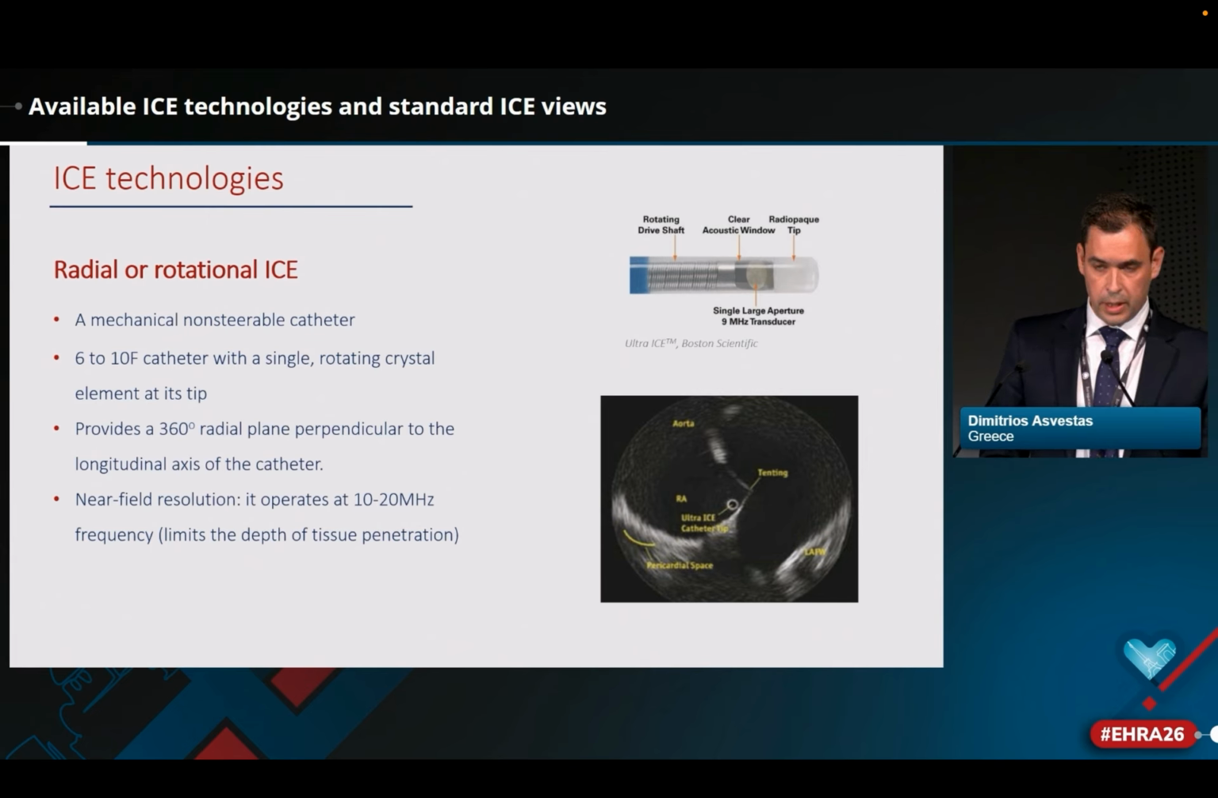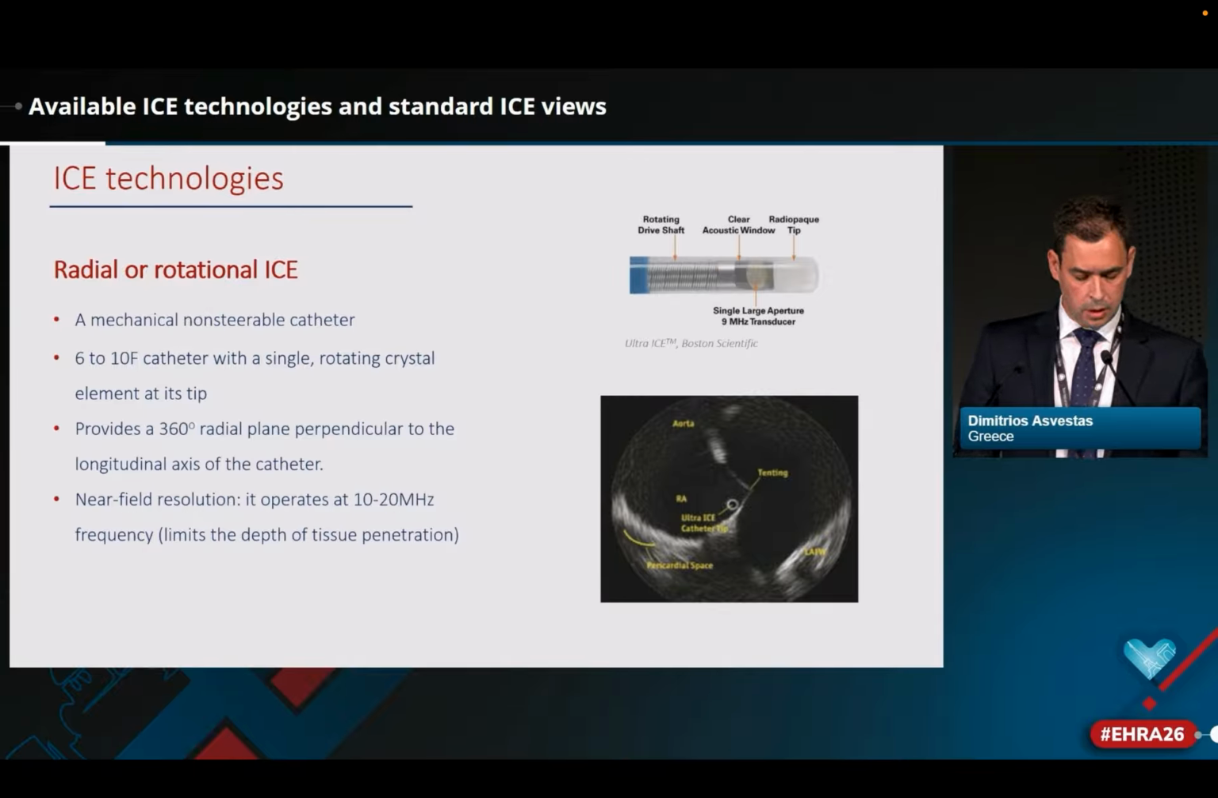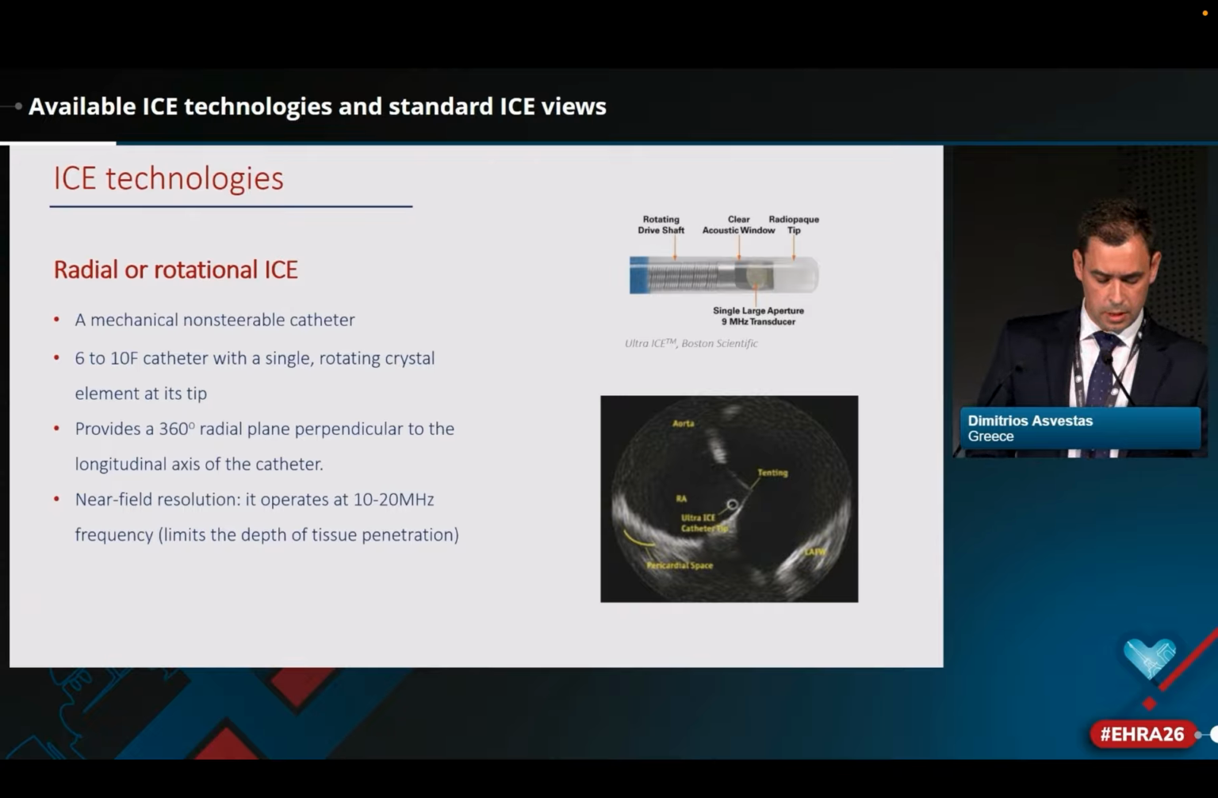So two main ICE 2D technologies are available nowadays. First, the radial or rotational ICE catheter, which is a mechanical non-steerable catheter and provides a 360-degree image perpendicular to the long axis of the catheter, and it offers excellent near-field resolution up to 5 centimeters. However, the depth of tissue penetration is one of its limitations.